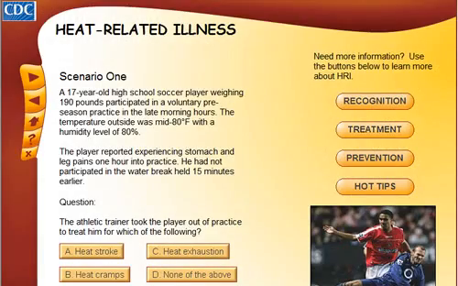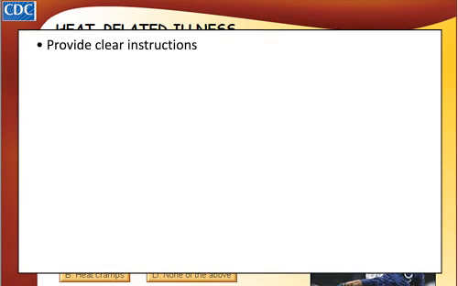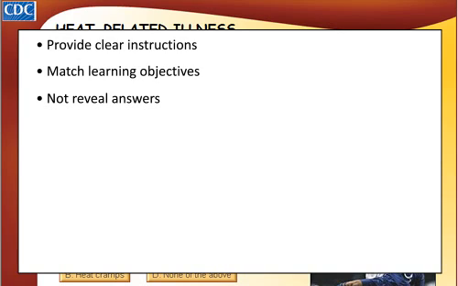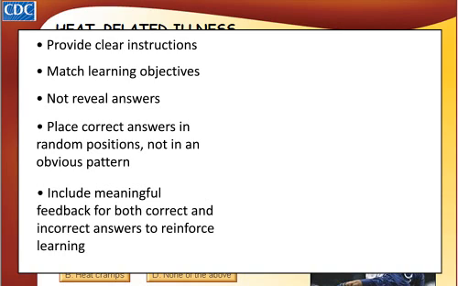The most effective assessment techniques include realistic scenarios and questions that match the learning objectives. Overall, questions should perform the following: provide clear instructions, match learning objectives, not reveal answers, place correct answers in random positions, not in an obvious pattern, and include meaningful feedback for both correct and incorrect answers to reinforce learning.